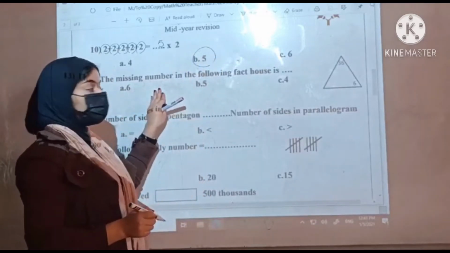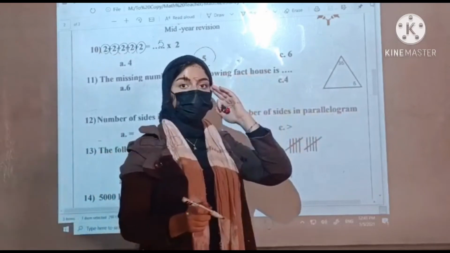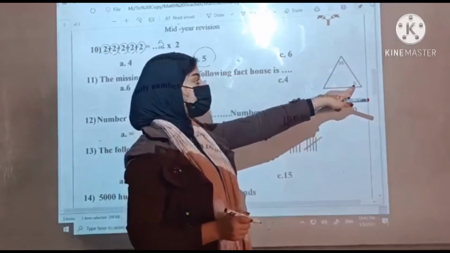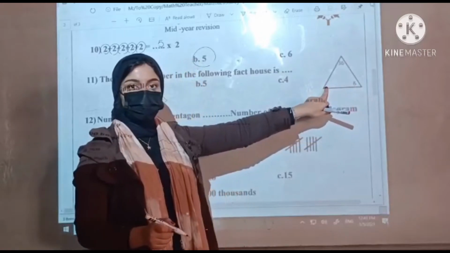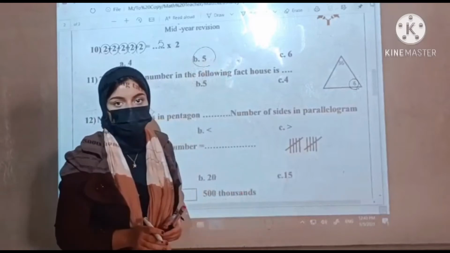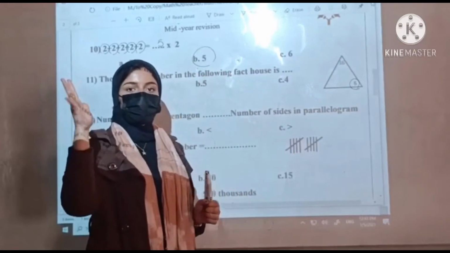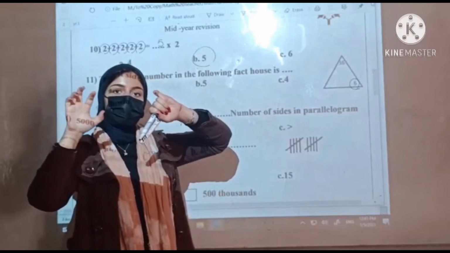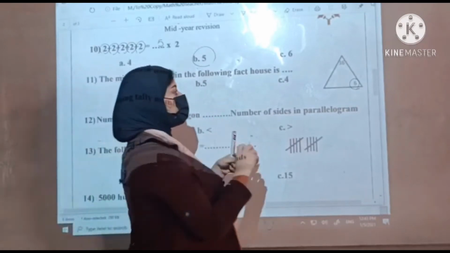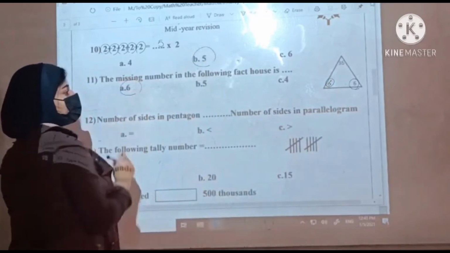Here the missing number in the following fact house is. Here I have 36 and here 6. So what is the missing? So I should think table 6. So 6, 12, 18, 24, 30, 36. So how many fingers? Excellent, 6 fingers. So the missing number here, it will be 6.